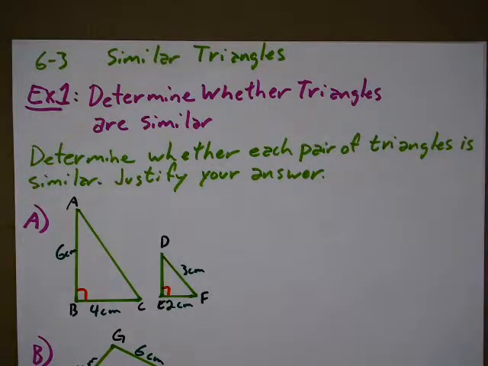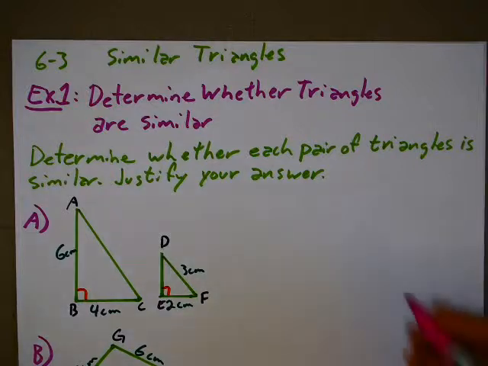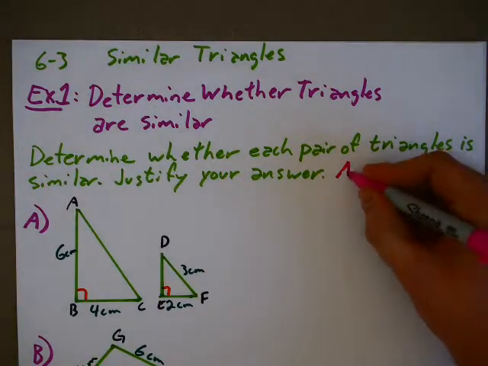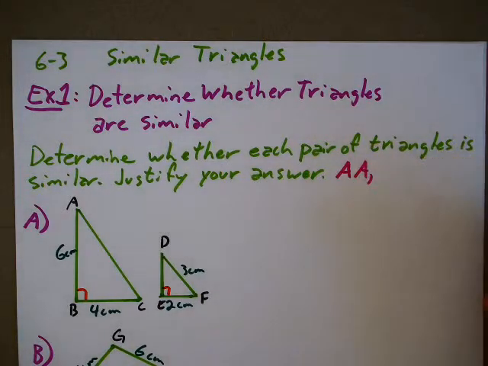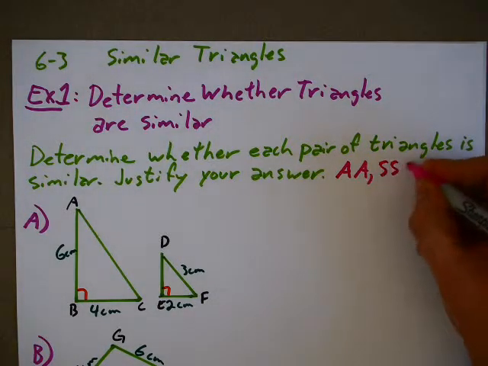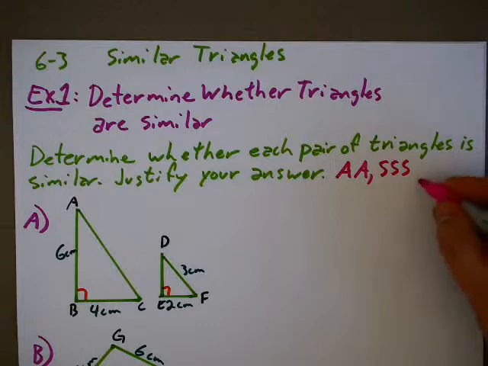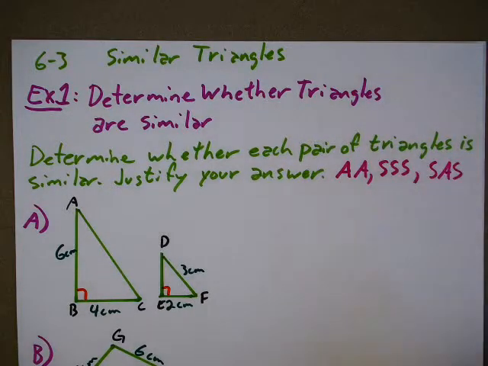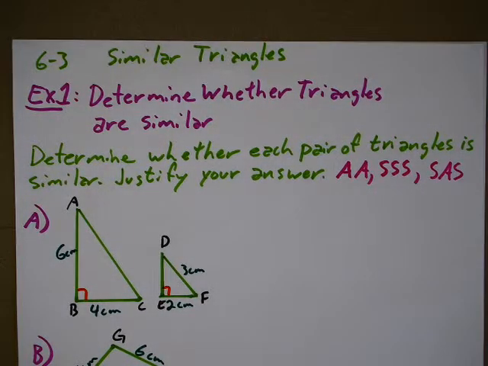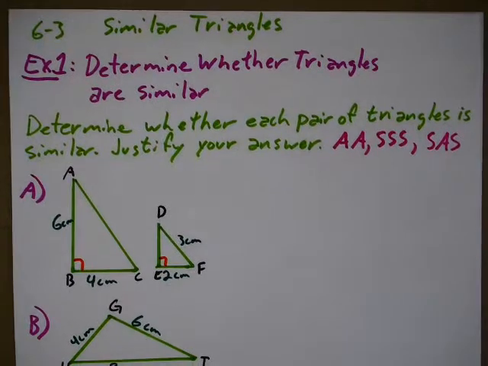And when they talk about justifying the answer, we're going to use three methods. We're either going to use the angle-angle postulate, or the side-side-side similarity theorem, or the side-angle-side similarity theorem. So those are our three justifications. So let's take a look at our first example.